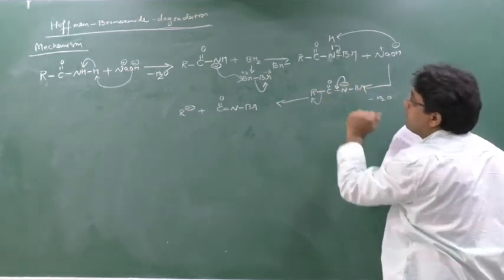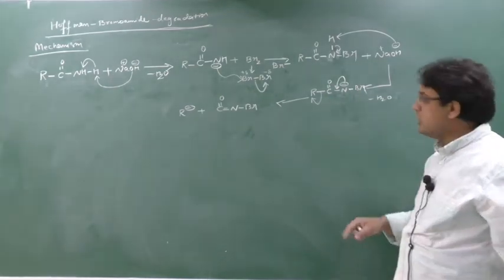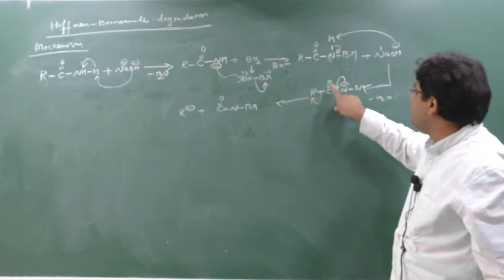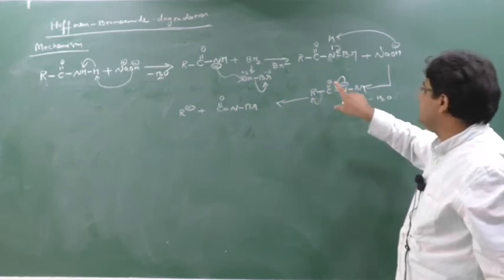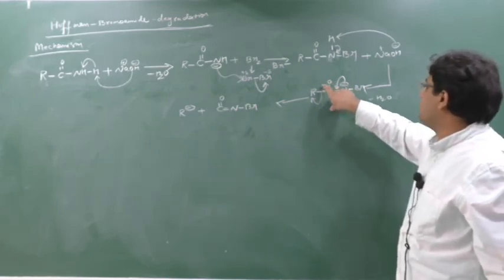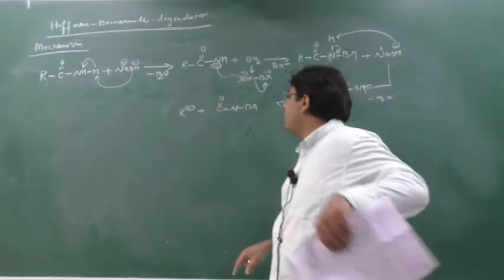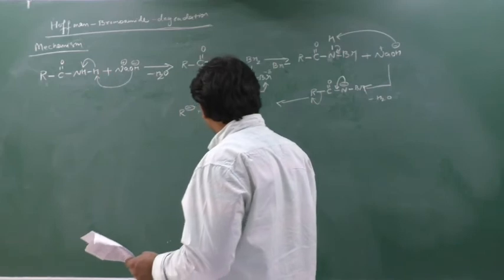Now carbon cannot make 5 bonds. So carbon has to break a bond to make this new bond. So either this bond should be broken or this bond should be broken, but this bond cannot be broken here. Why? Because there will be back bonding. So it breaks here. R will be broken. So R will form what? R minus. Yes or no?